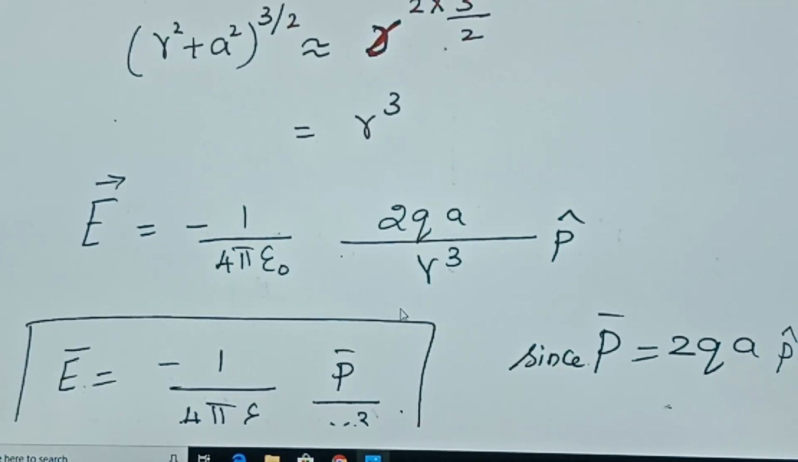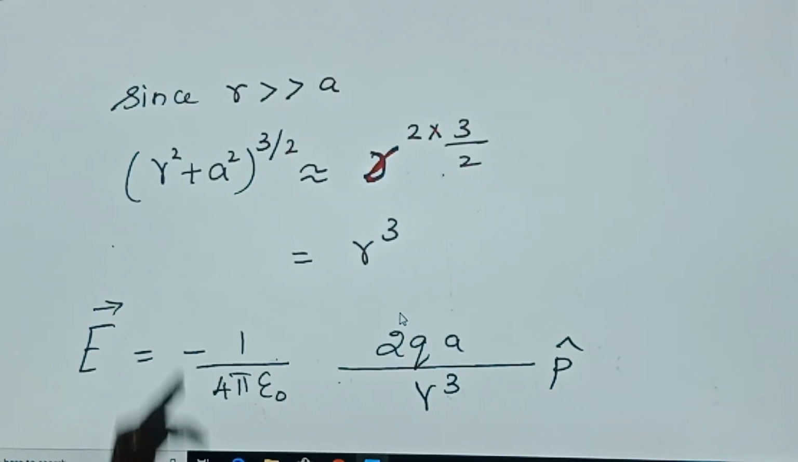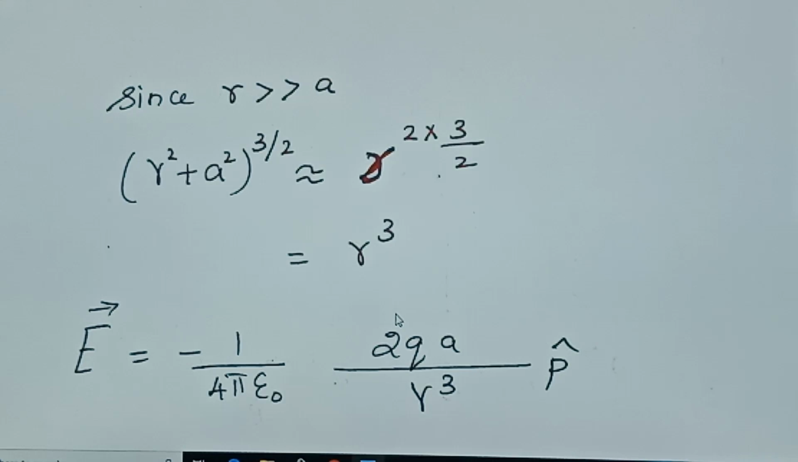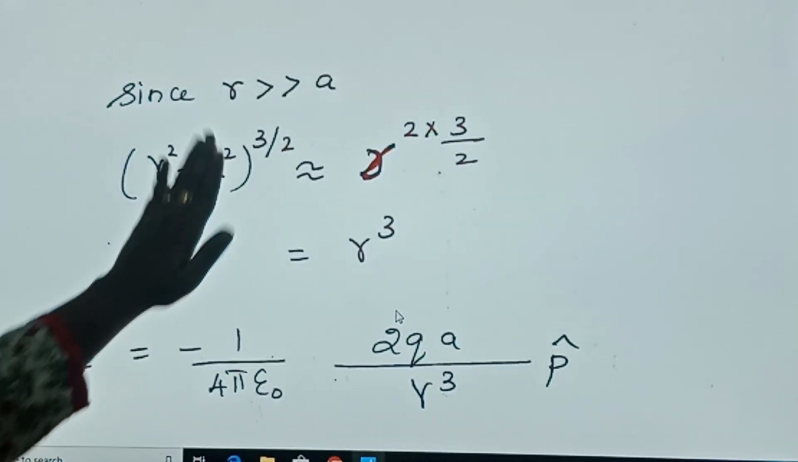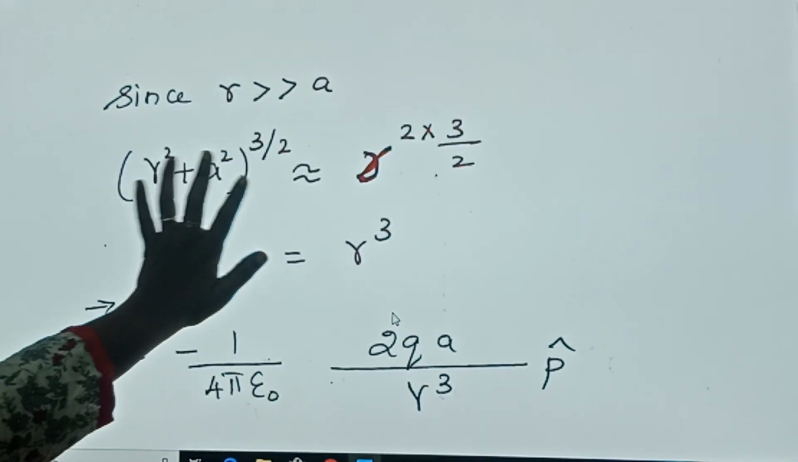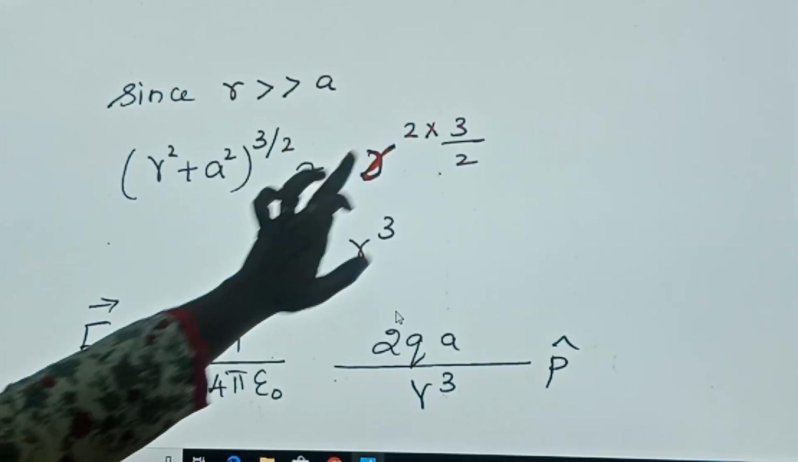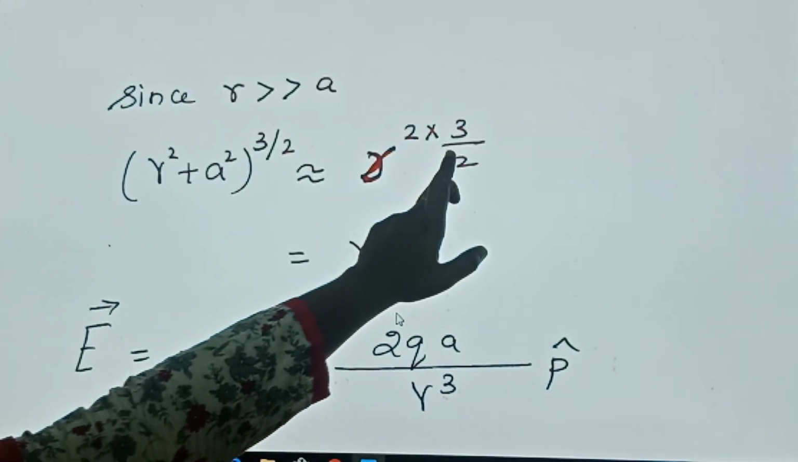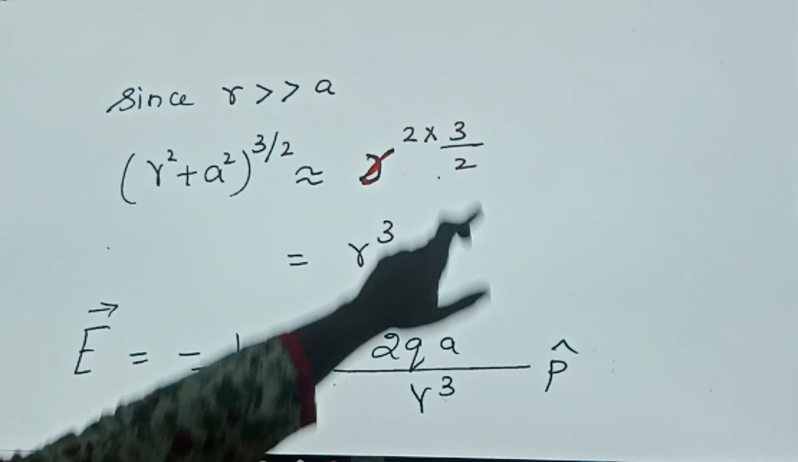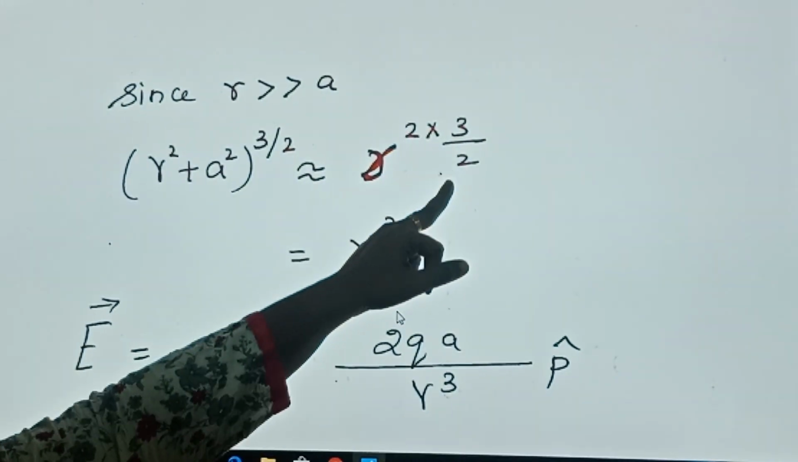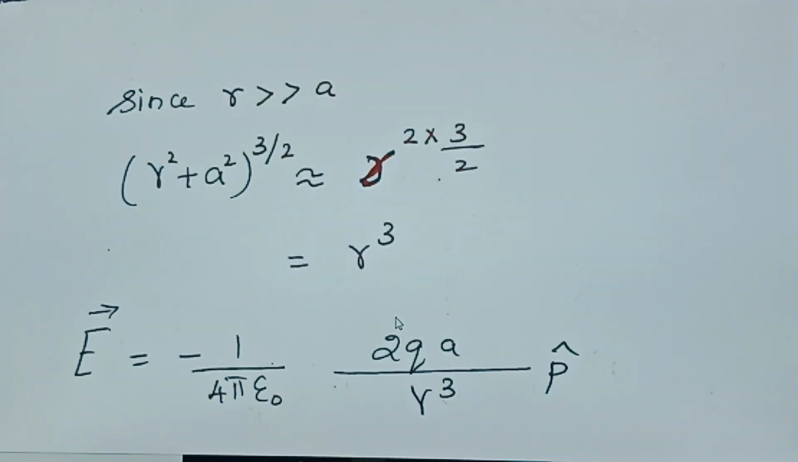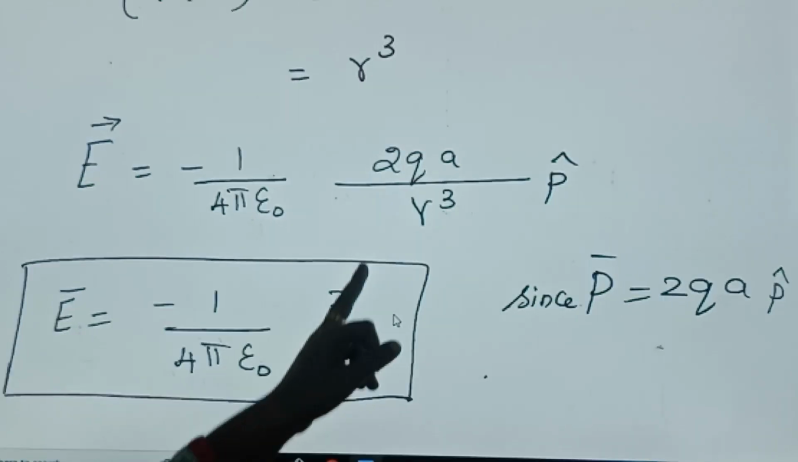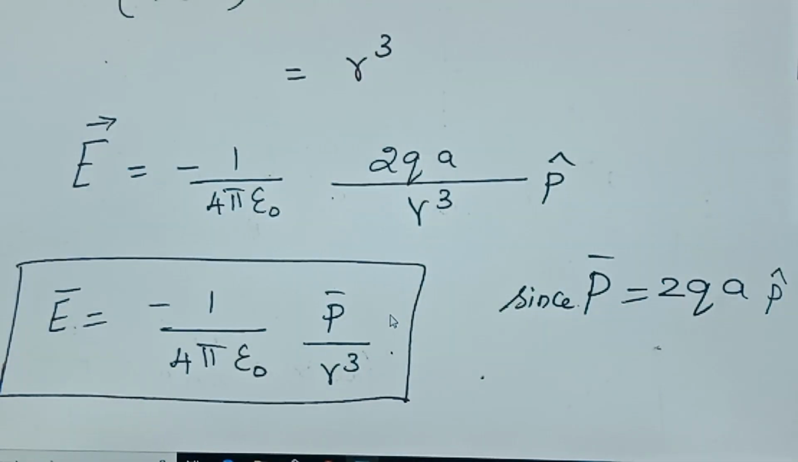As we know already from the axial line, we consider the value of R to be very much greater than A, and so this A will be neglected. This can be written as just R square to the power of 3 by 2, and so I am writing 2 into 3 by 2. Now this 2 gets cancelled, so we will get just R cube. So instead of that term fully, we are writing only R cube.